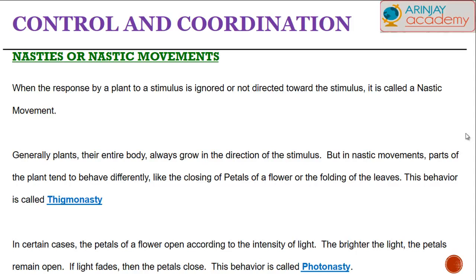In certain cases, petals of a flower open according to the intensity of the light. If the weather, the climate, is bright and shiny and sunny, the petals remain open in certain flowers. But if the light begins to fade or when it becomes dark, these petals automatically close. This behavior is called photonasty.